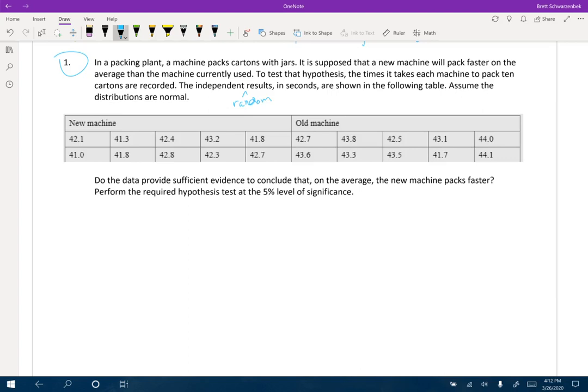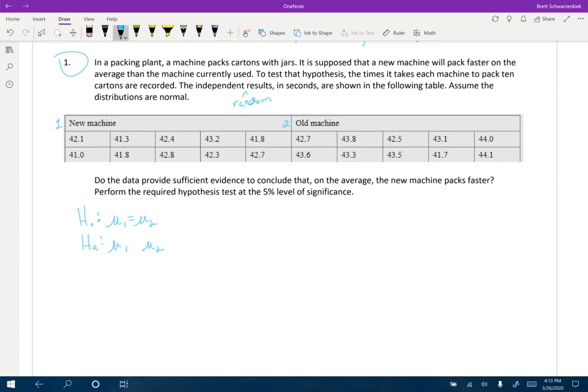Okay, so before we get started with anything, we have a new machine and an old machine. These are the times it takes to pack the cartons. So we're going to say the new machine is 1, old machine is 2. Before we do assumptions, I want to talk about the null. Remember, the null is a statement of equality, so it never changes. And then the alternative, we basically have the same two values, but we want to determine whether it's not equal to, less than, or greater than.